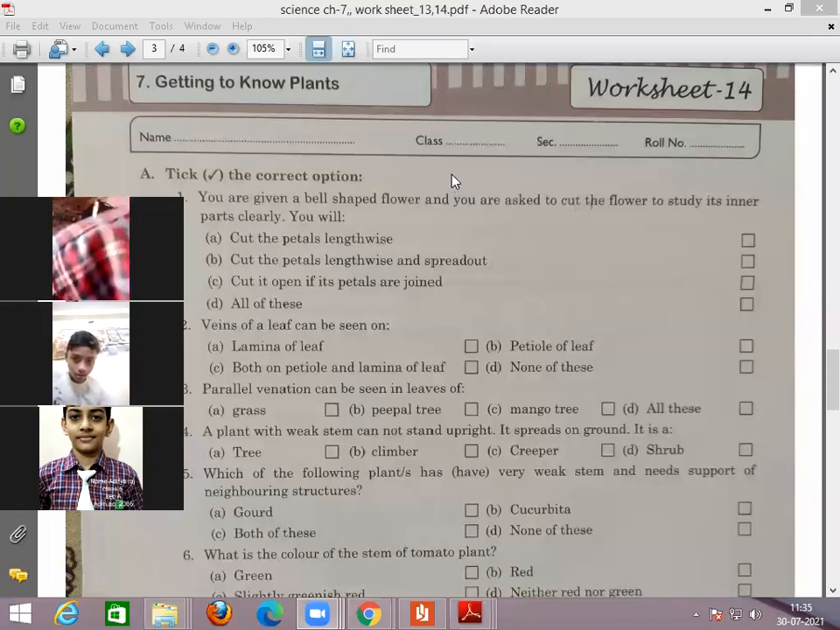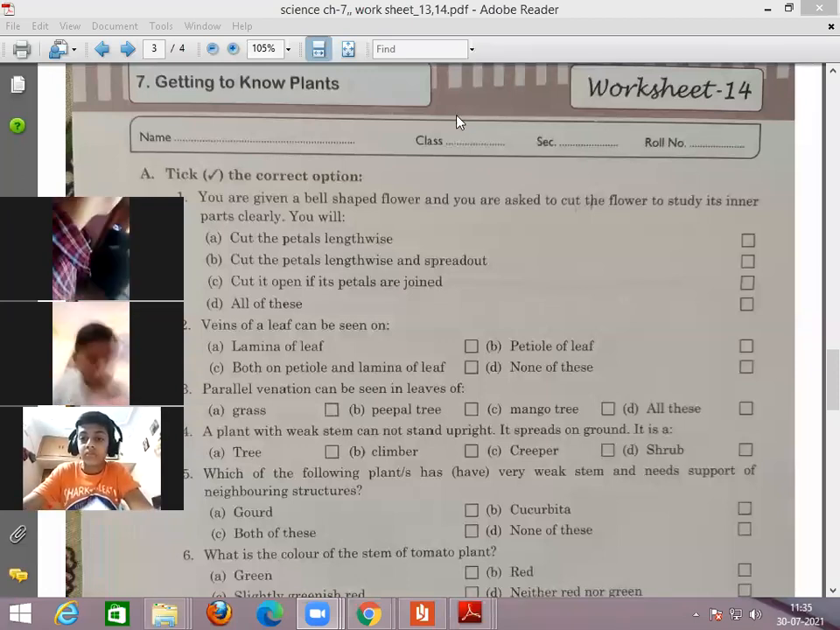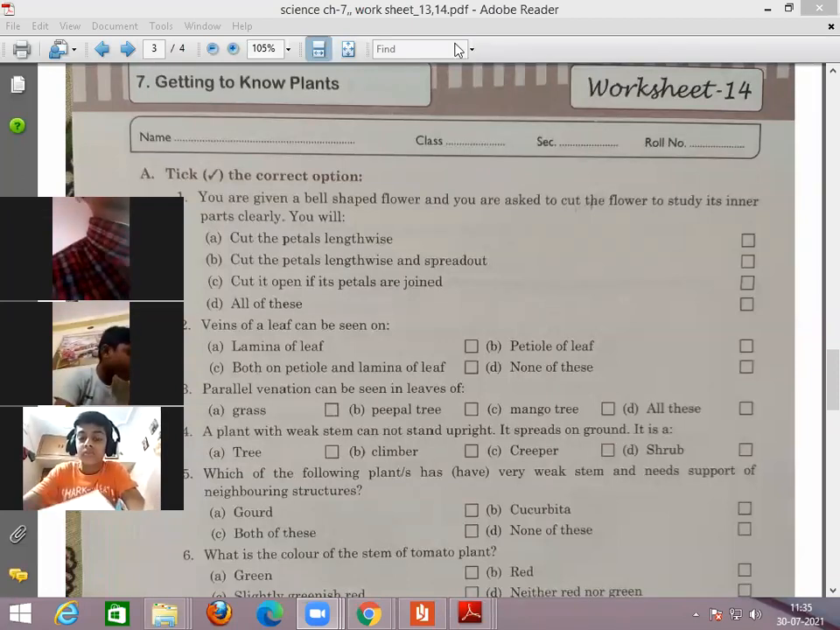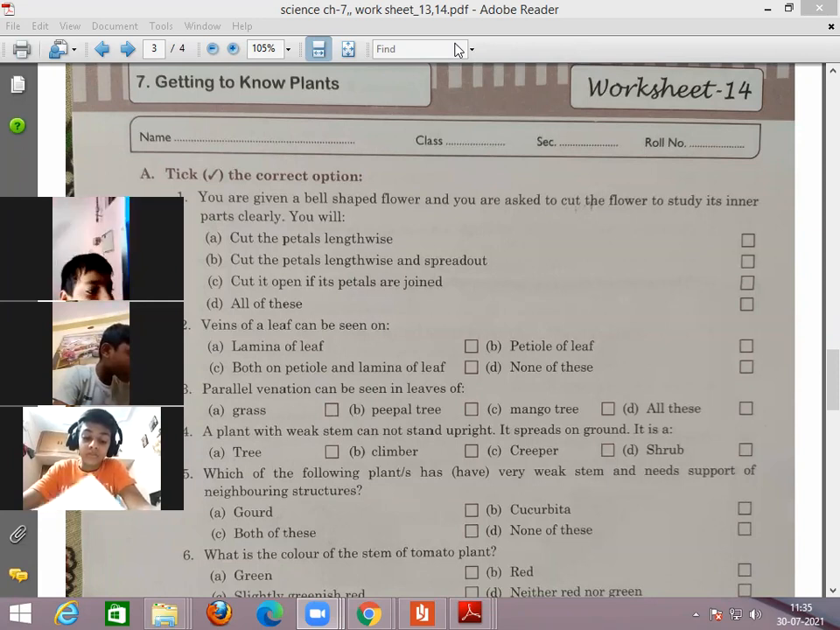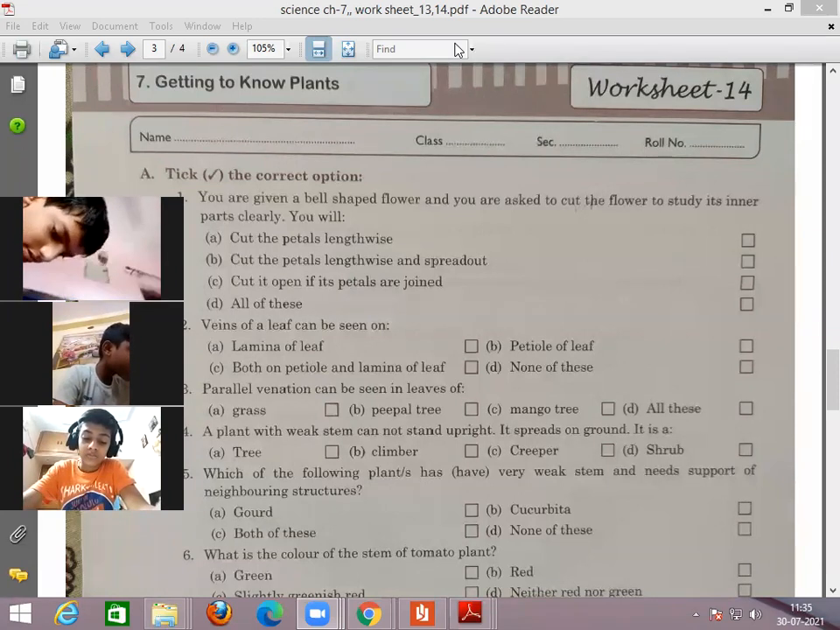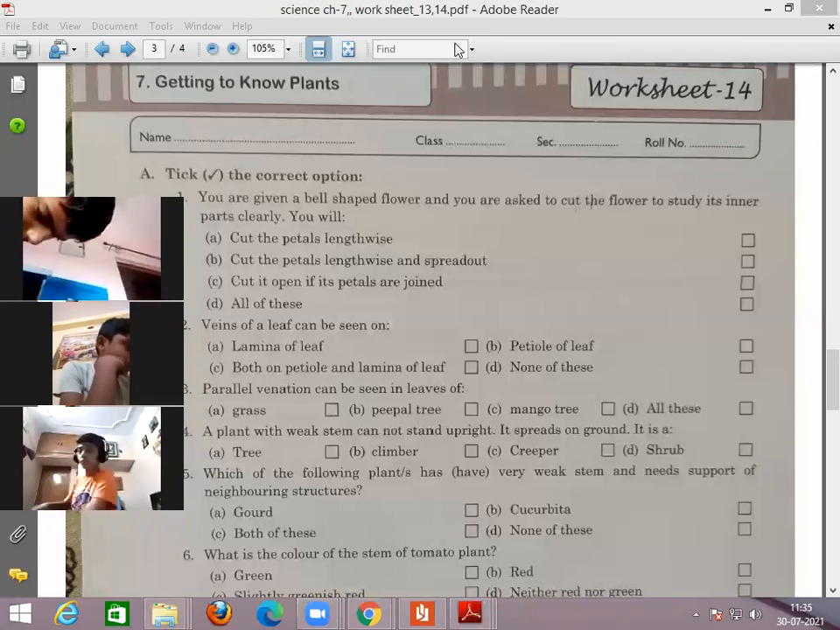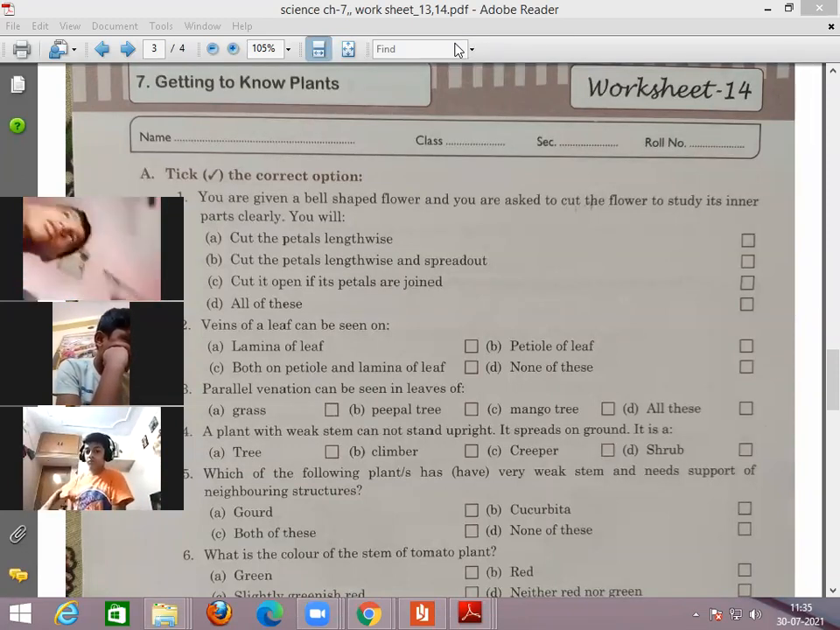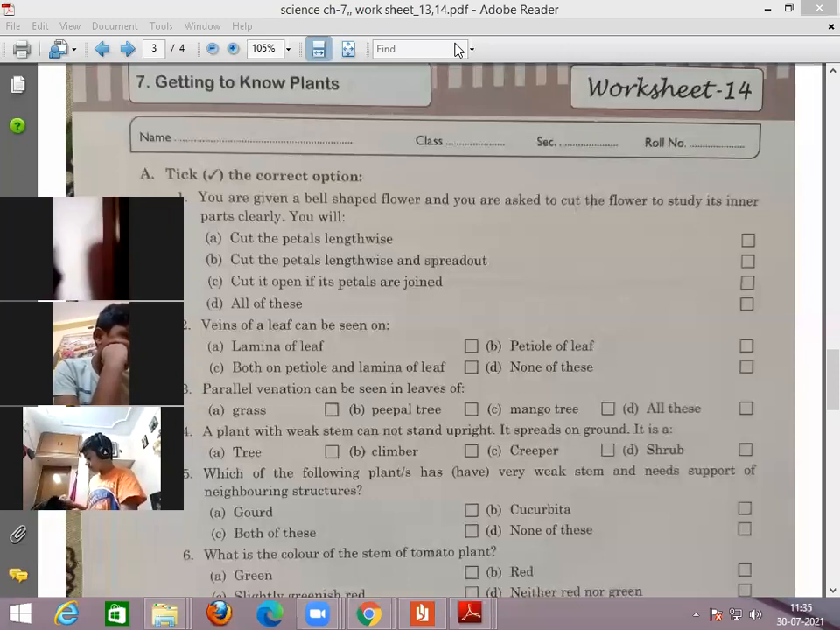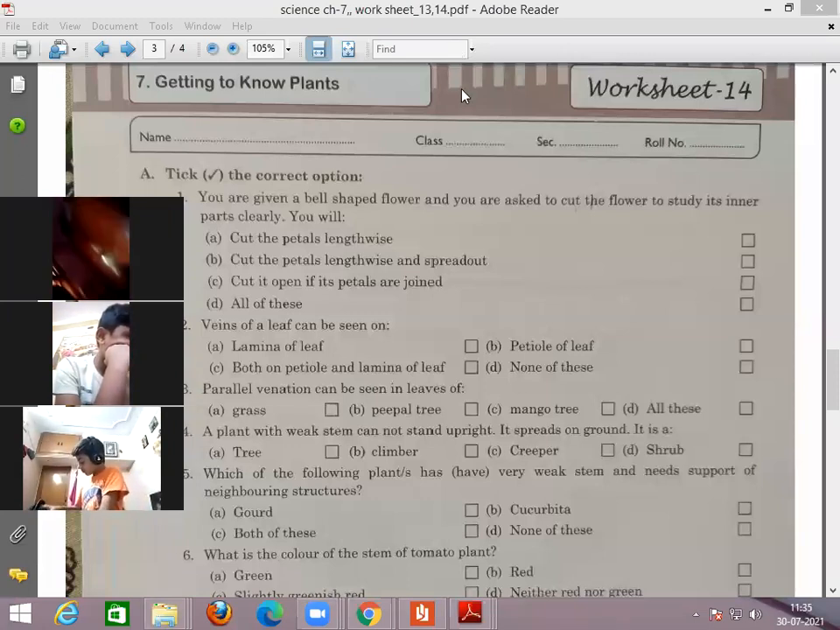So, good morning, everyone. In today's class, we will be continuing worksheet number 14. Yesterday, we did worksheet number 13 of chapter number 7, Getting to Know About Plants. So, let's start with this worksheet.